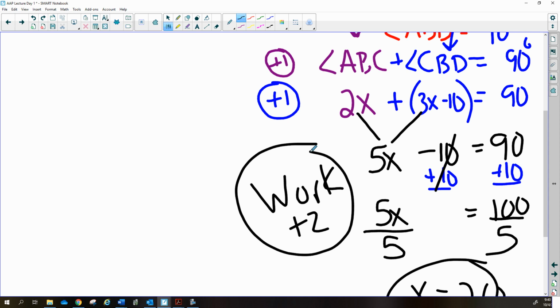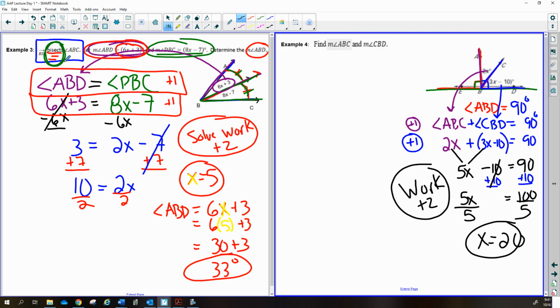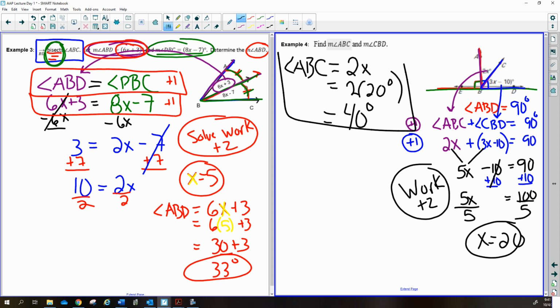We have to see what was the exact thing we were trying to find. We wanted to find ABC and CBD's measurement. Angle ABC was equal to this 2x. So if I plug in x as 20, 2 times 20, I come up with 40 degrees. That's the measure of that purple part right there.